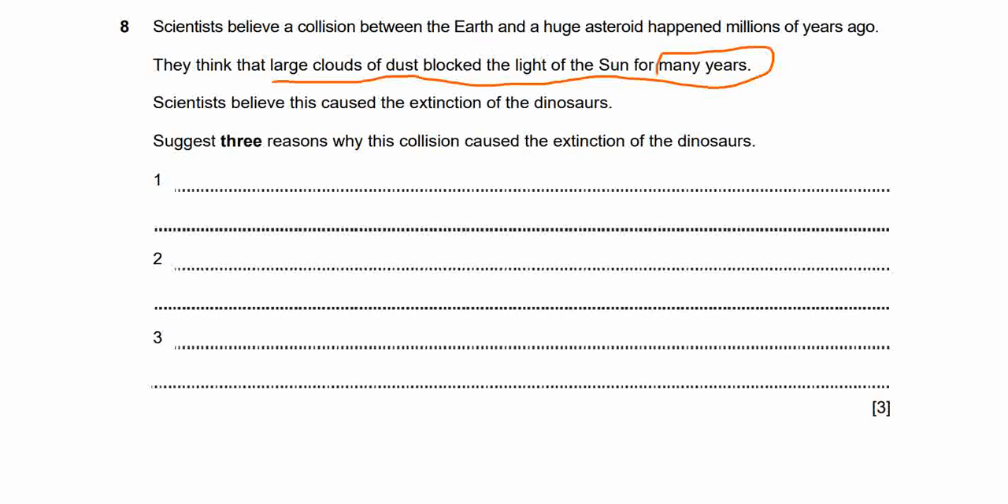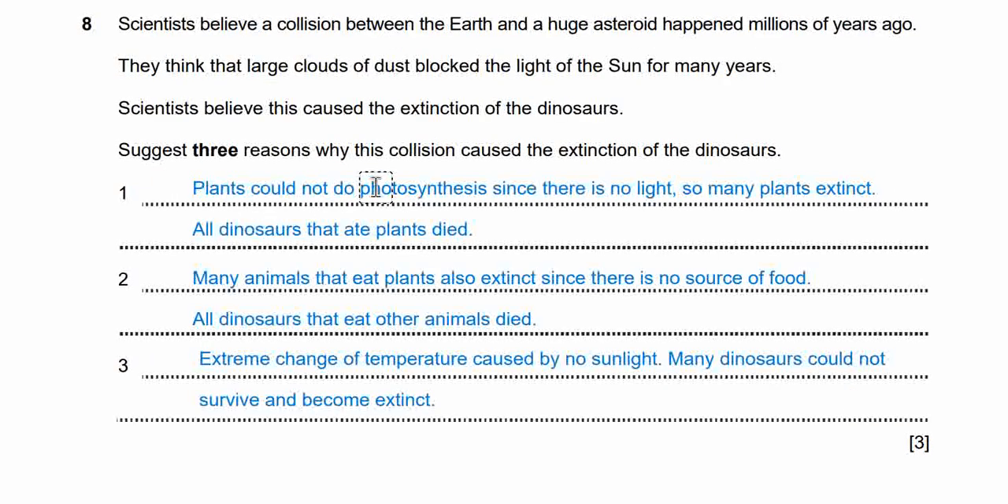Let's type down our answer. So first, plants could not do photosynthesis since there's no light. So many plants became extinct. All dinosaurs that ate plants died. Many animals that eat plants also became extinct since there's no source of food. So since there's no source of food, all dinosaurs that eat other animals died. Number 3, extreme change of temperature caused by no sunlight. Many dinosaurs couldn't survive and became extinct.